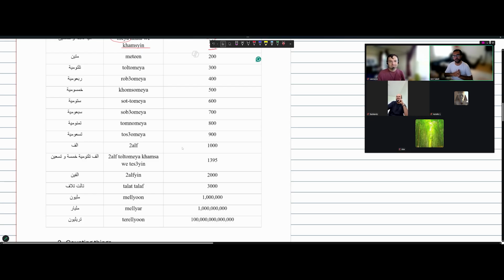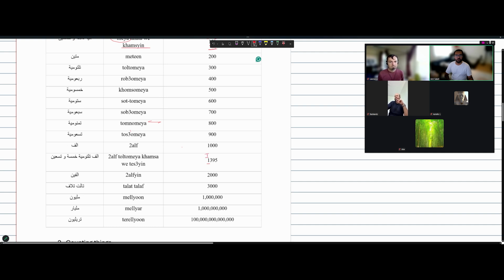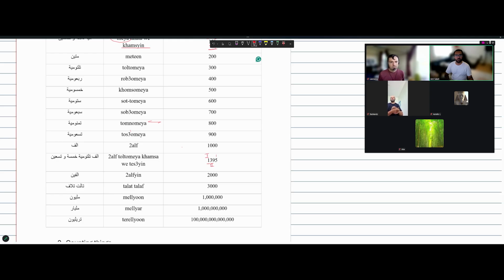One big number would be 1,395. So, same logic as with the other combinations. We start with Elf, the biggest one. That's our first number. Tultumeya. Then we do the hundreds. Khamsa would be the third one. And then the same: Elf, Tultumeya, Khamsa.